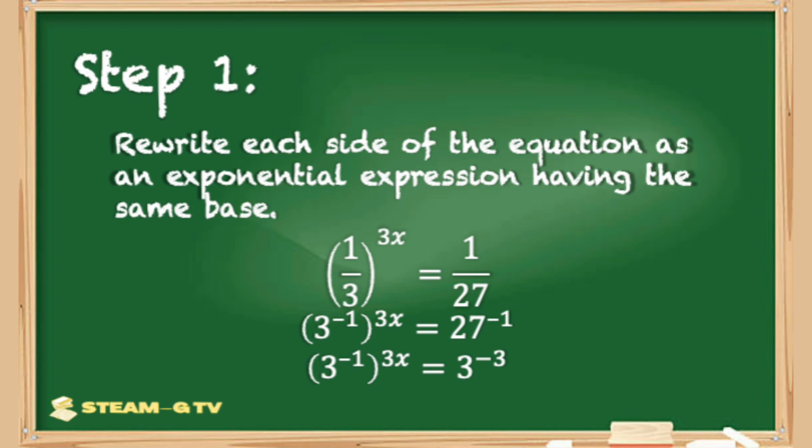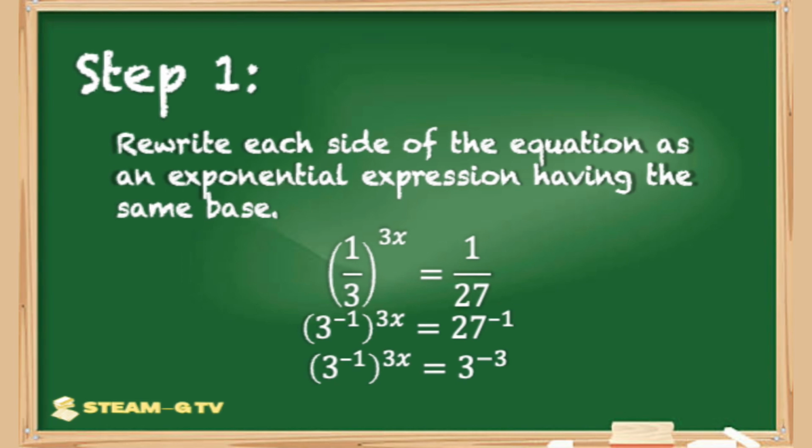Since the exponential expressions should have the same base, 3 raised to negative 1 raised to 3x equals 27 raised to negative 1 becomes 3 raised to the power of negative 3x equals 3 raised to the power of negative 3.